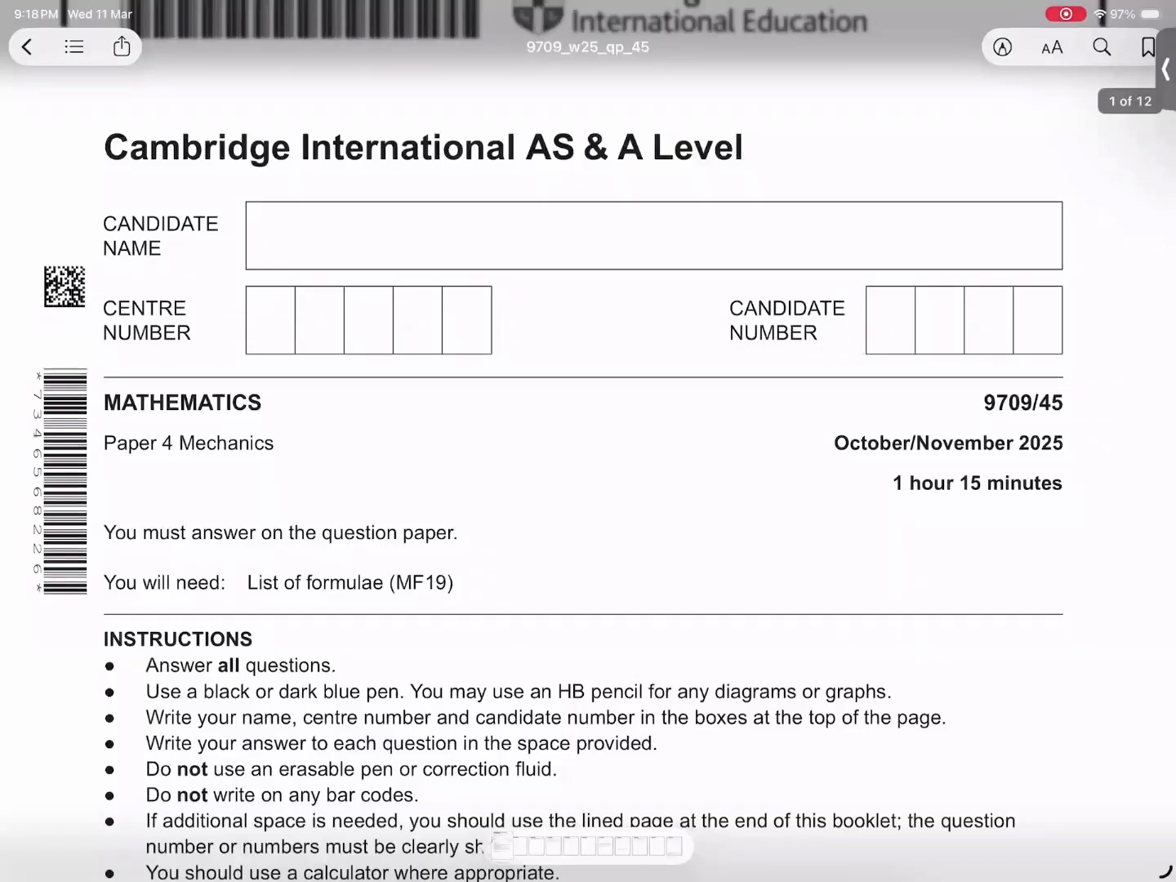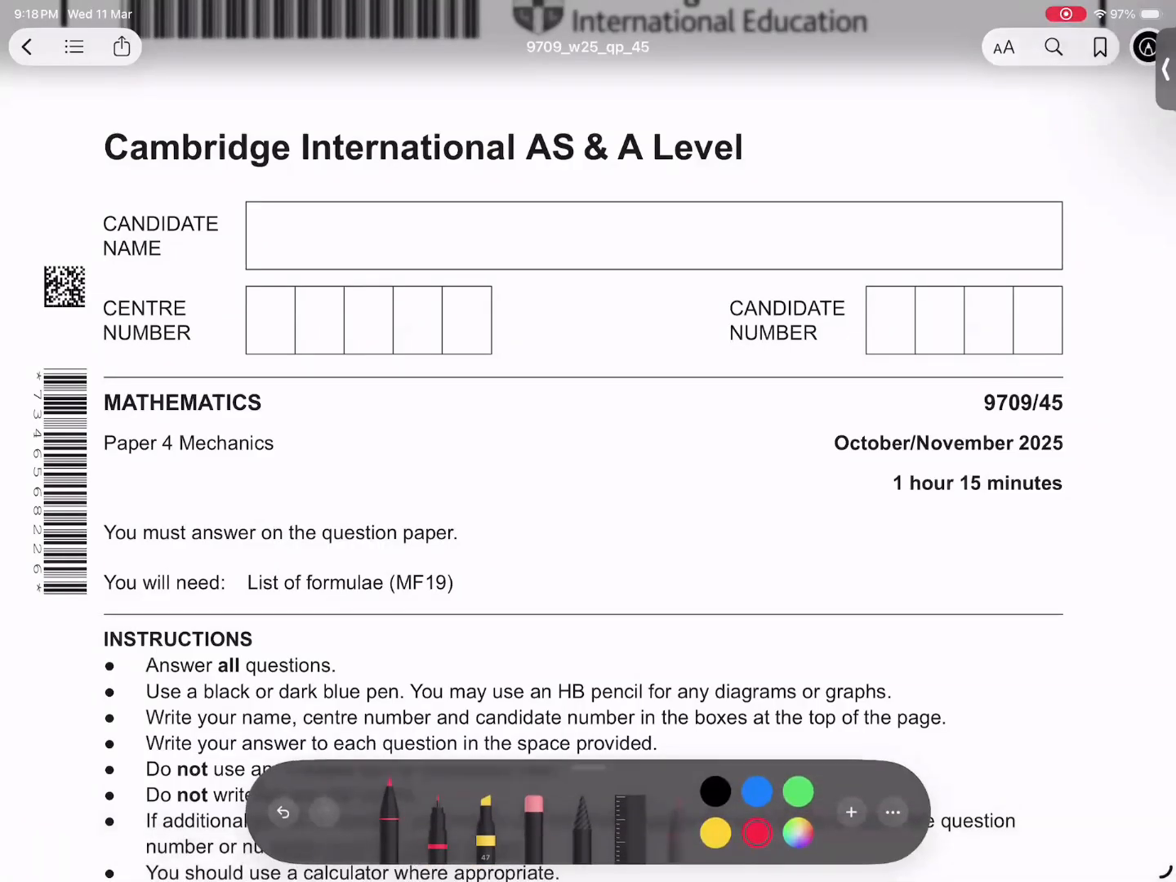Bismillah ar-Rahman ar-Rahim. Students, this is October 2025, variant 45, the mechanics complete paper we are going to solve today. So let's try to do it.